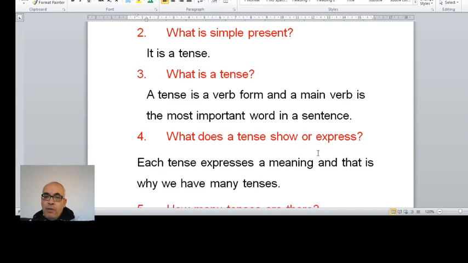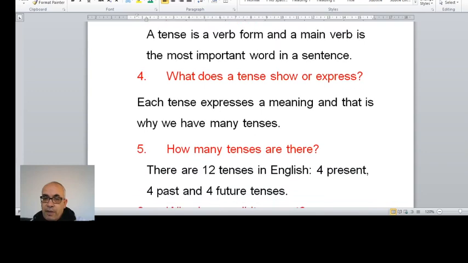Number 4. What does a tense show or express? Why do we have tenses in English? Why do we have so many tenses? What do they show? What do they express? What do they tell us? Now, the answer is each tense expresses a meaning, and that is why we have many tenses in English. So each tense expresses a meaning. Sometimes we have more than one meaning from the same tense. And if you change the tense, what do we change? Yes, right you are. We change meaning.